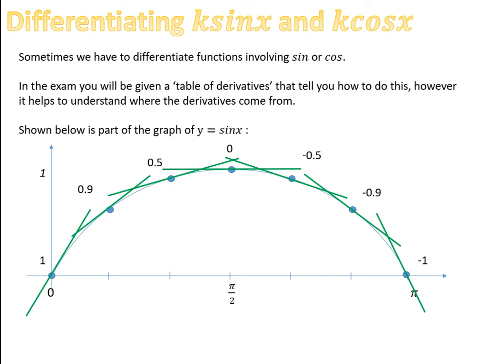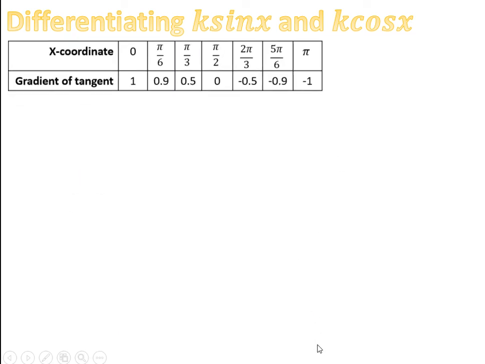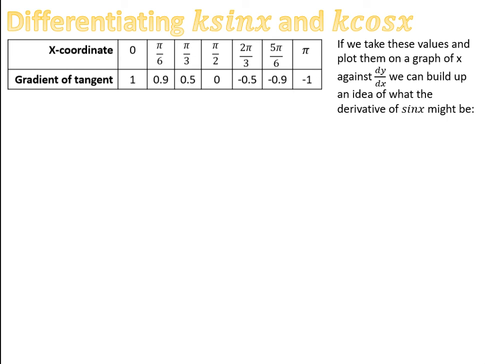But what we're going to do is take these values. All I've done here is get the x coordinates: 0, 30, 60, 90, or radians, just to be a bit fancy. And we've got the gradient of the tangent: 1, 0.9, 0.5, 0, minus 0.5, minus 0.9, and minus 1. We're going to take these and actually graph these. Obviously, that was a graph of x against y, with y being sine x.